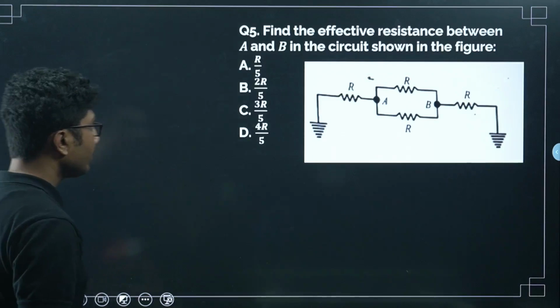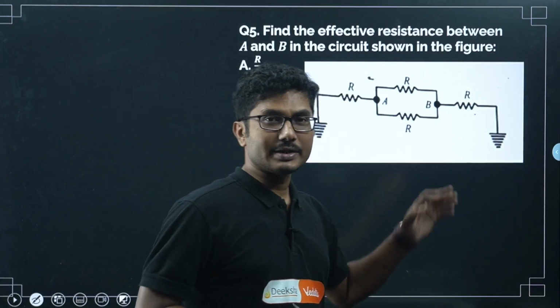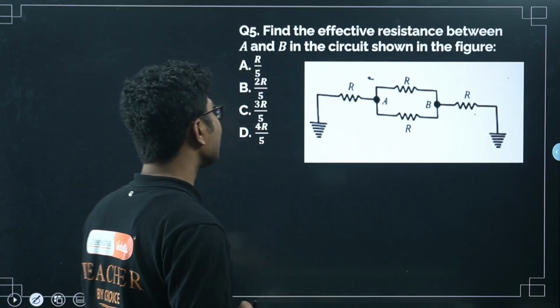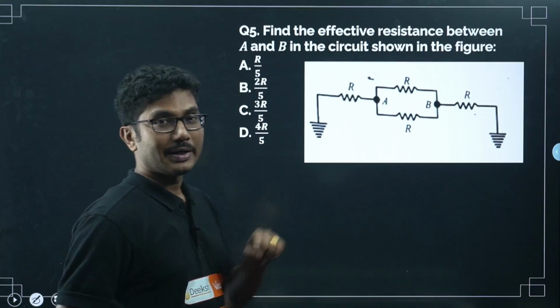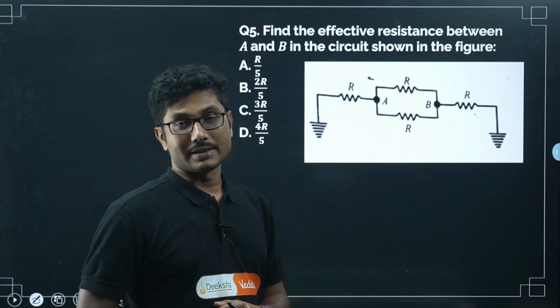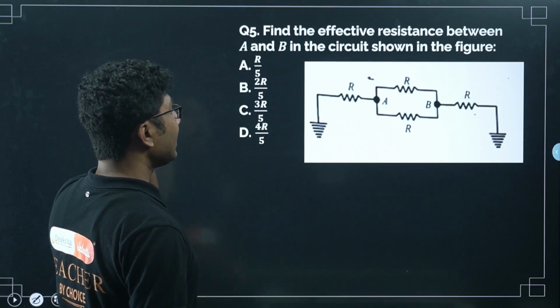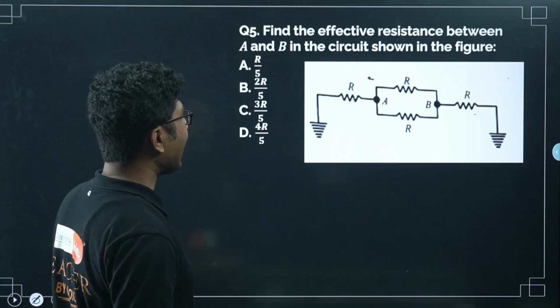Okay, now this is also a very interesting question. I think this is a very tricky but a very interesting question. Mention in the comment whether you were able to answer this question correctly or not once I complete the solution. Find the effective resistance between A and B in this circuit.